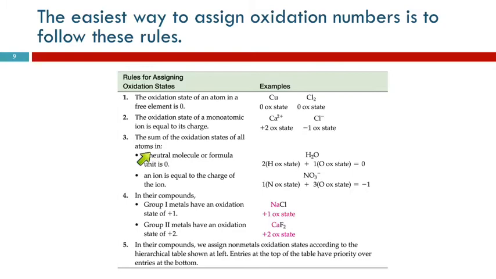The oxidation states of atoms have to add up to the charge on the thing that they're in. So here we have a neutral molecule. The overall charge is 0. The oxidation states of hydrogen and oxygen in this compound have to add up to 0. In a polyatomic ion, overall this has a -1 charge. All of the oxidation states for the nitrogen and the 3 oxygens have to add up to equal the charge.